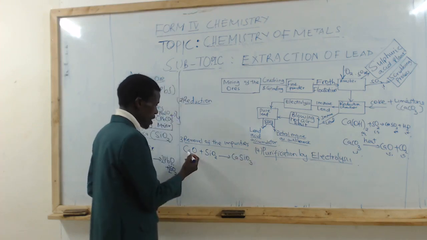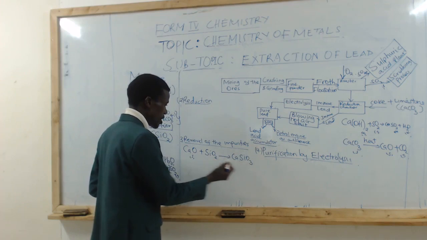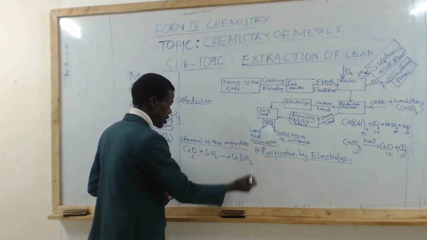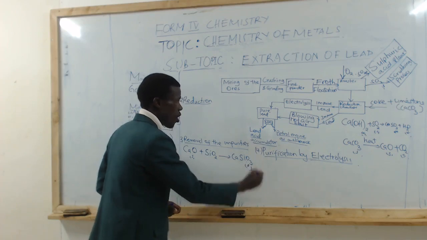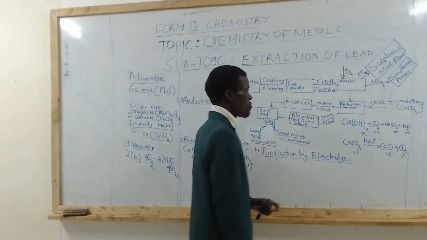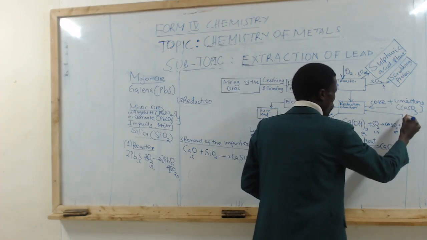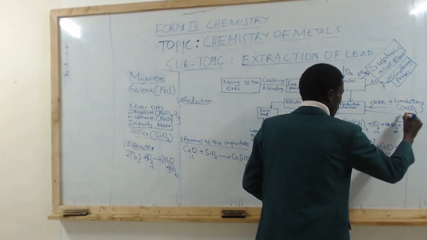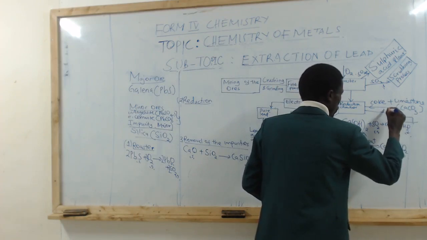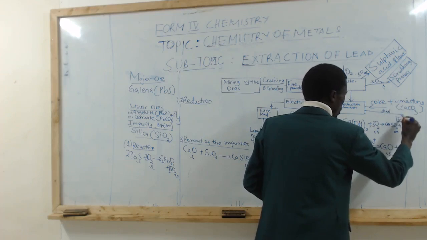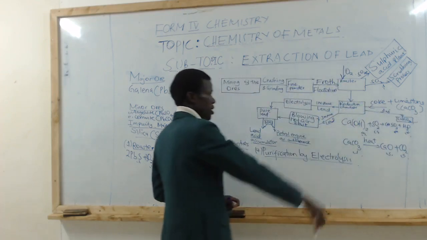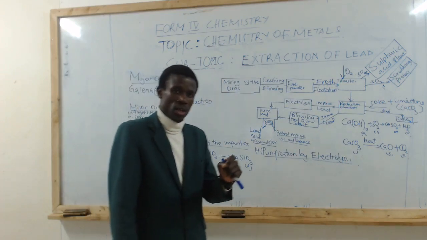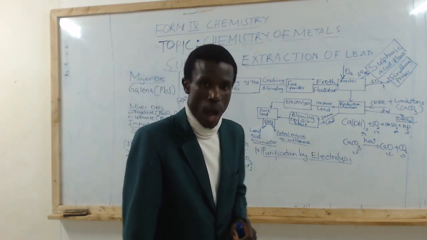So we have calcium, silica, and 3 oxygen atoms. This one is tapped off and removed from the system. It's tapped off as a slag. Calcium silicate is removed from the system because it will make the ore impure.